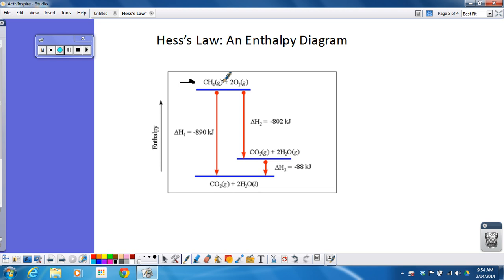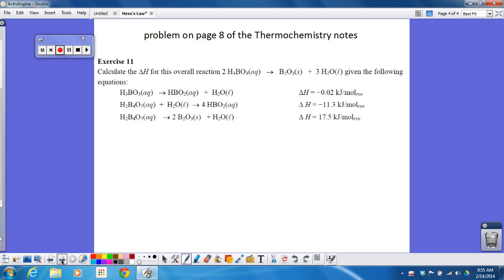But when you actually burn methane, it's really hot. So a lot of times, you end up with H2O gas instead. The delta H for that reaction is different. It's only changing these reactants into CO2 plus H2O gas. The delta H is negative 802 kilojoules. Then if I take that H2O gas and condense it, an additional 88 kilojoules of energy is released, and I get H2O liquid. So when I look at this diagram, it's easy to see that delta H1 is equal to delta H2 plus delta H3. That is Hess's Law.